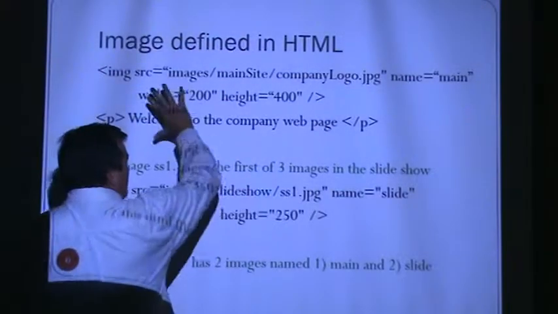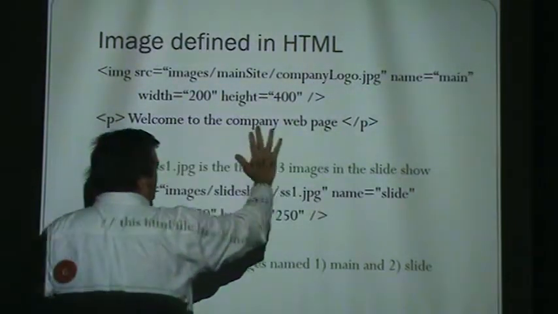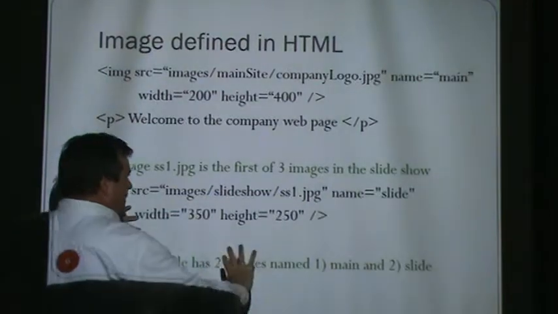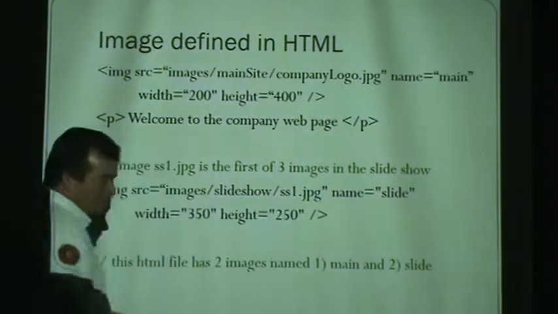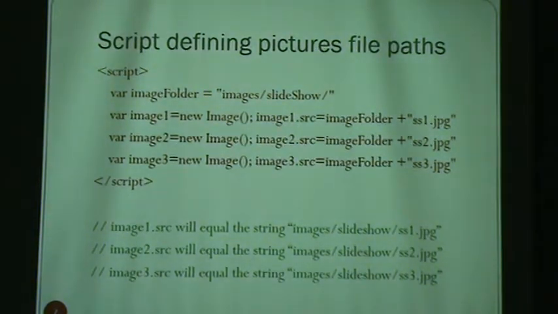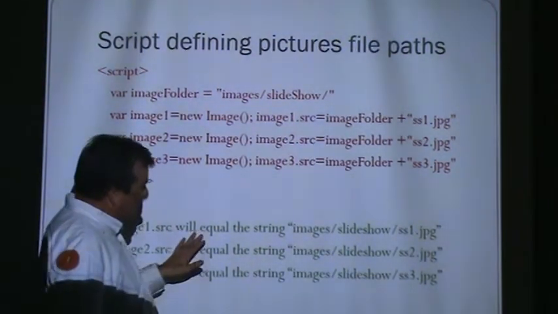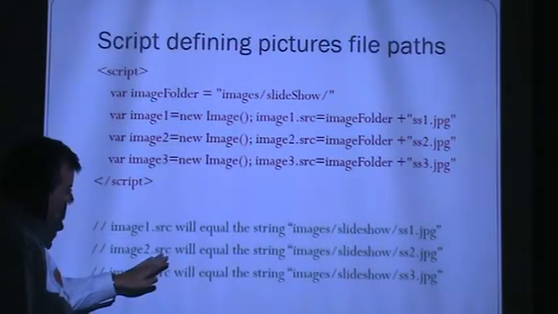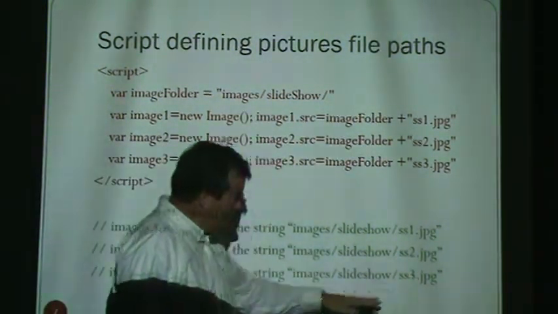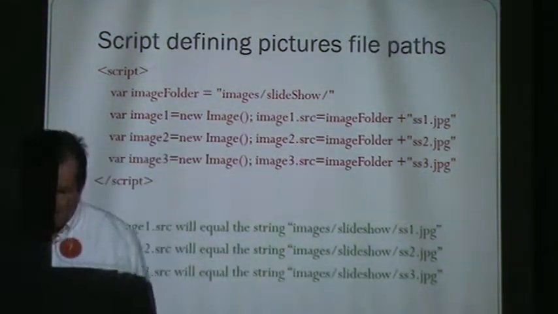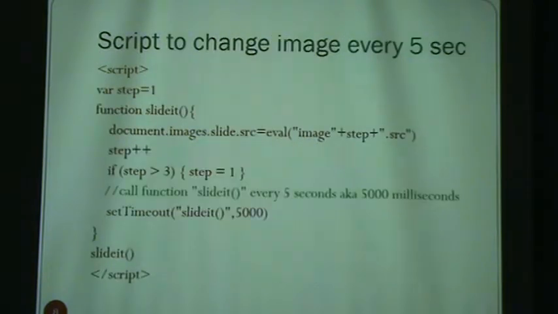Now our web page is just loading the first one, right? A web page would have our company logo, would say welcome to the company website, and then the first picture. But we're going to, with our JavaScript, keep replacing this picture over and over and over. So we can define this. So now we have image 1 src will be equal to the first picture. Image 2 source will be the second picture. And image 3 source will be the third picture. That's all the variables we set up in our JavaScript.